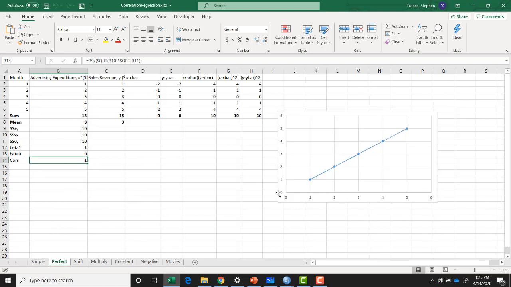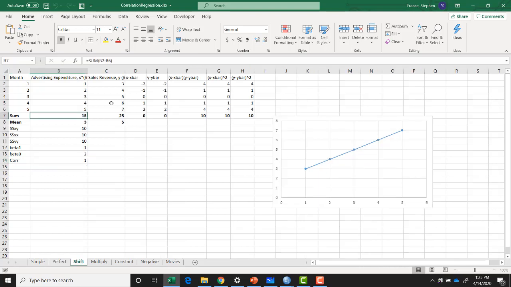Here's a perfect example. So we sell 1,000, we make 1,000 in sales. Have 2,000 advertising, we have 2,000 in sales, etc. This is a perfect correlation. And you can see here the correlation is going to be 1.